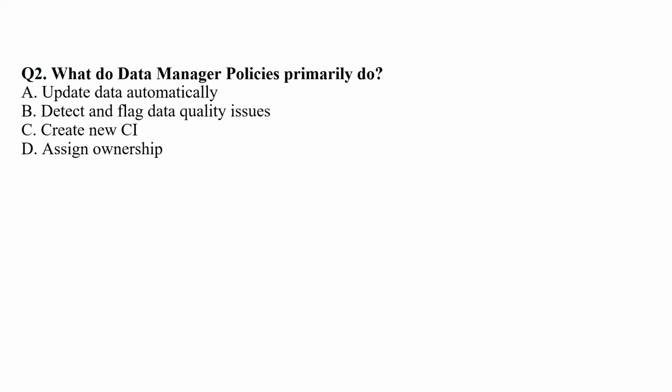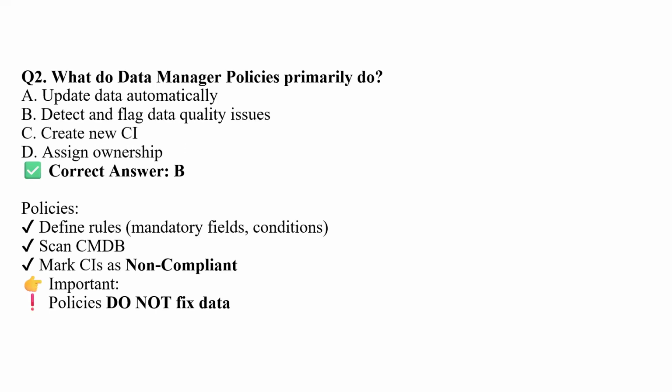Next question. What do data manager policies primarily do? Option A, update data automatically. Option B, detect and flag data quality issues. Option C, create new CI. Option D, assign ownership. The correct answer is option B, detect and flag data quality issues. Policies means rules, defined rules. For example, whether mandatory fields are filled or not, and conditions of the servers. They scan the CMDB and mark CIs as non-compliant. The important point is these are rules, not fixing or updating the data. They just check whether the rules are followed or not.